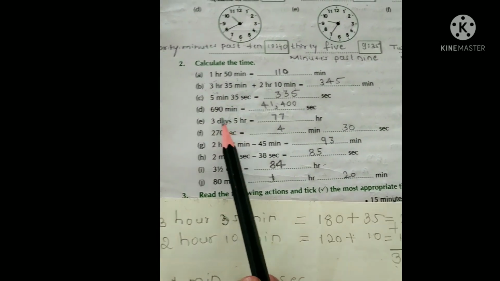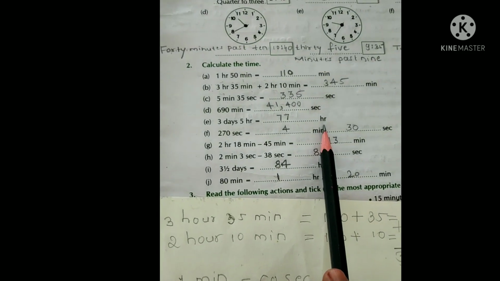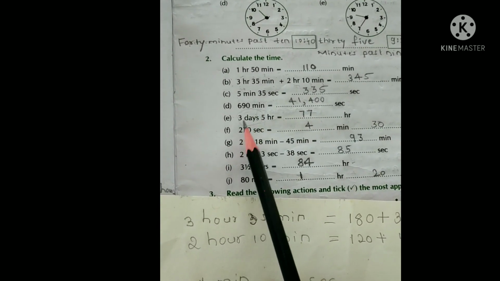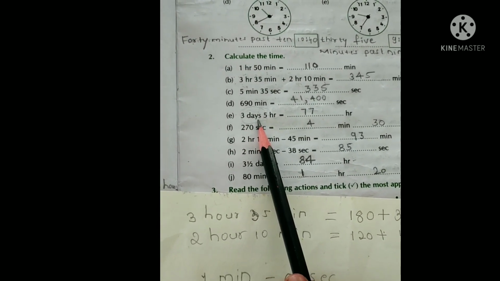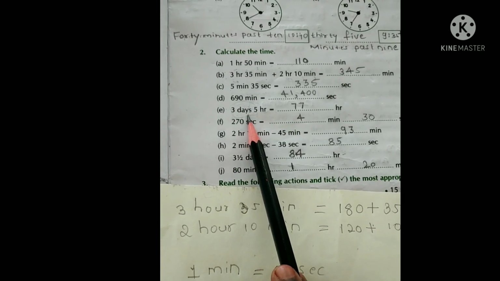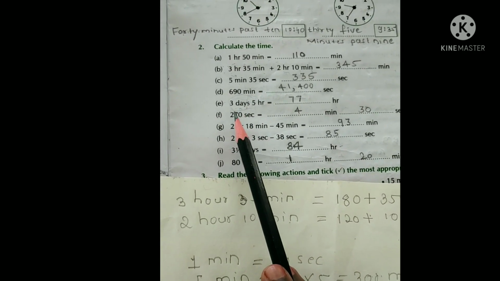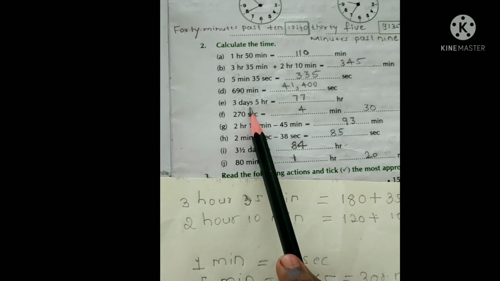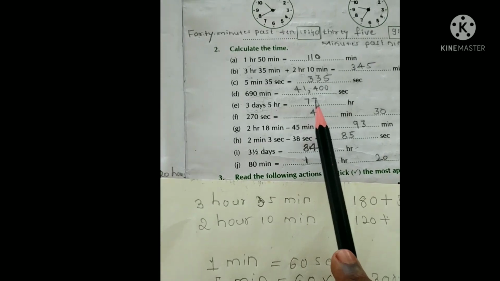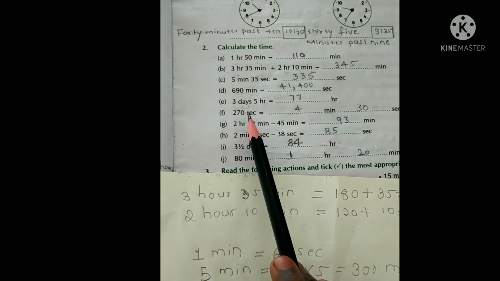That is 3 days 5 hours is equal to how many hours? So you convert this into hours first. 3 days is equal to how many hours? In 1 day, tell me first, how many hours will be there? In 1 day 24 hours will be there. So multiply 24 into 3. You will get the answer, and add this 5 to that. So we'll get the answer: 77 hours. Understood, children? Okay, we'll go to the next question.